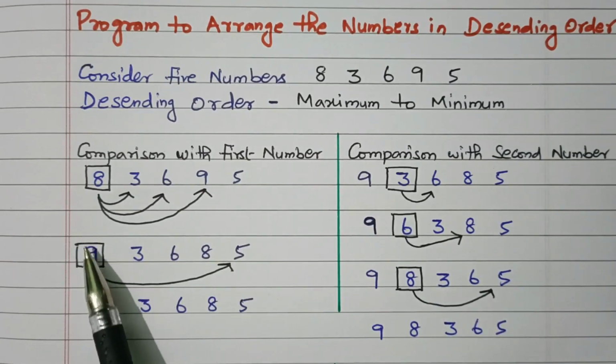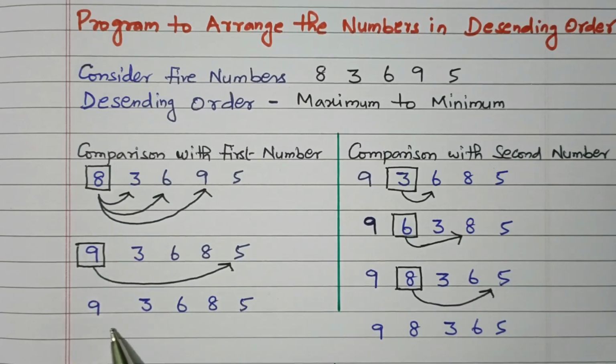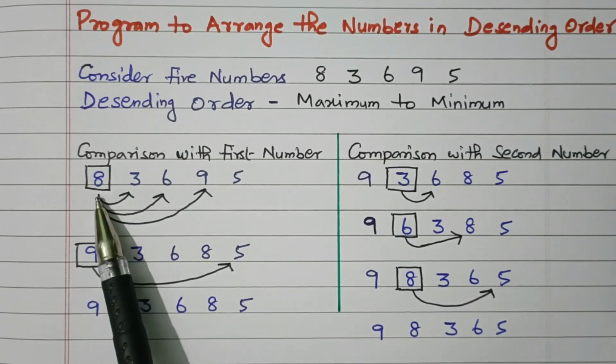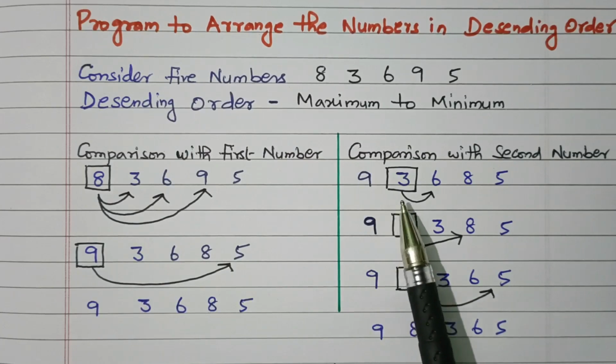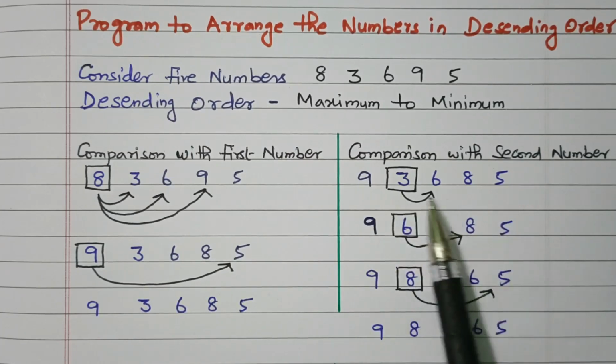So after comparing the first number with the remaining numbers, now the order is changed. 9, 3, 6, 8, 5. Earlier it was 8, 3, 6, 9, 5. Now 9, 3, 6, 8, 5. Right? So the first set of comparison is completed, the first number with the remaining numbers. Now we need to check the second number with the remaining numbers.